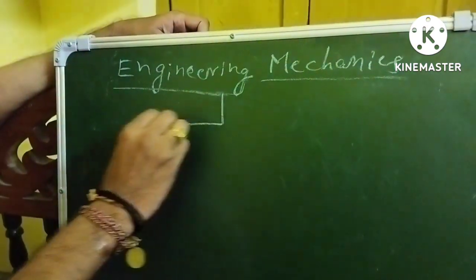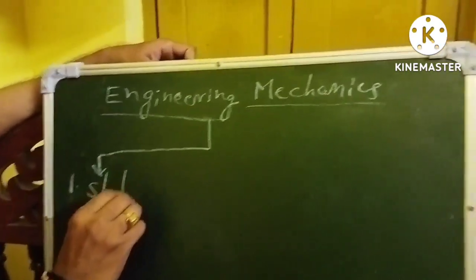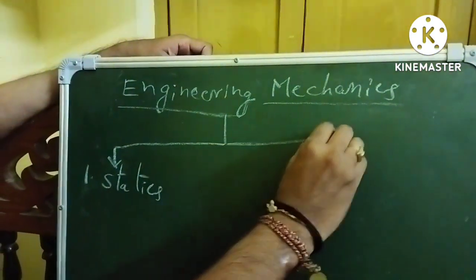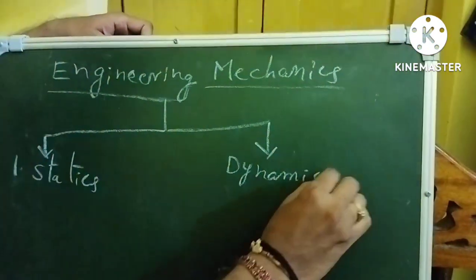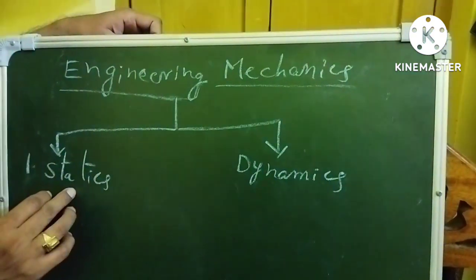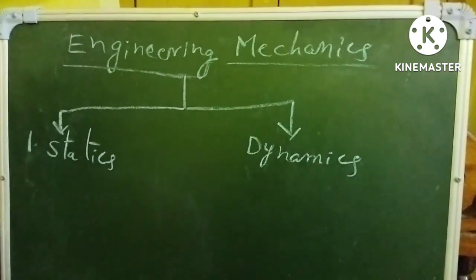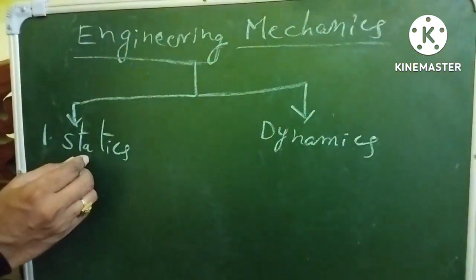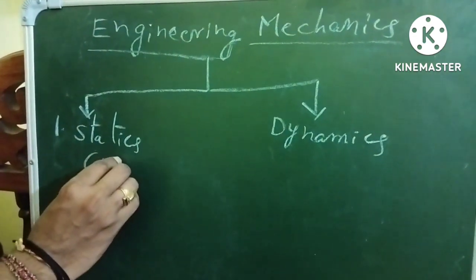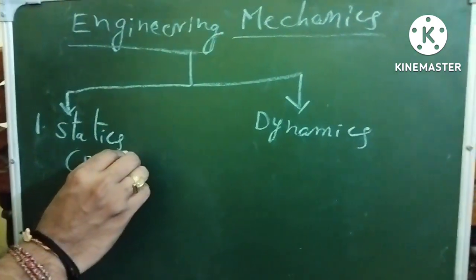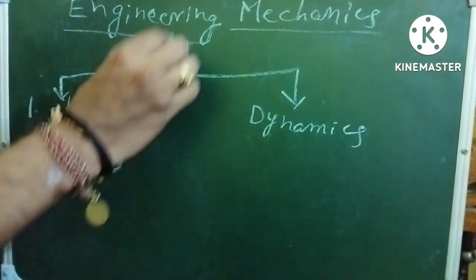So it is classified into mainly two types. First one is statics, second one is dynamics. Statics is a branch of science which deals with the body under state of rest. When the body is in rest condition, it is dealt with the body condition, that is called statics.